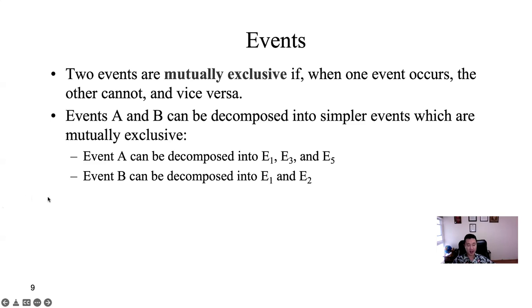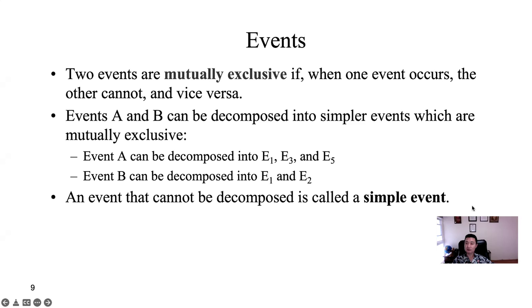Events A and B can be further decomposed into simpler events, which are also mutually exclusive. So event A, we got an odd number, can be decomposed into E1, we get 1, E3, we get 3, and E5. And these three simple events are mutually exclusive. And event B, we get a number less than 3, can be decomposed into E1 and E2, right?